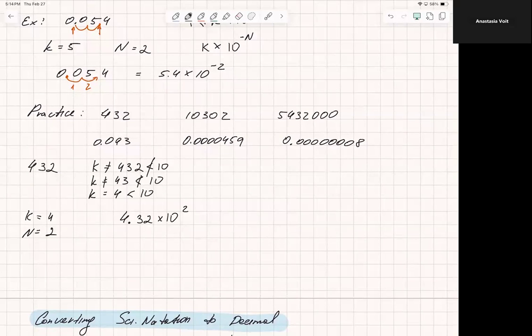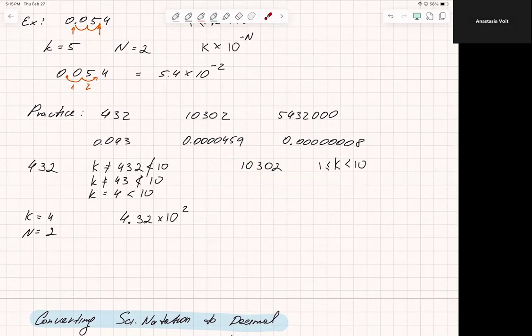Now the next example is 10,302. All right, our k should be a value between 1 and 10, so it cannot be all of this number because it's too big. It cannot be this value, and it cannot be even this 10, because 10 is not less than 10. 10 is equal to 10, but not less than 10.